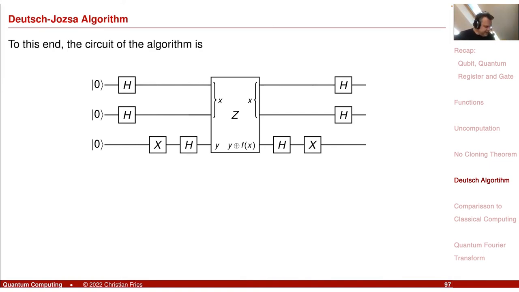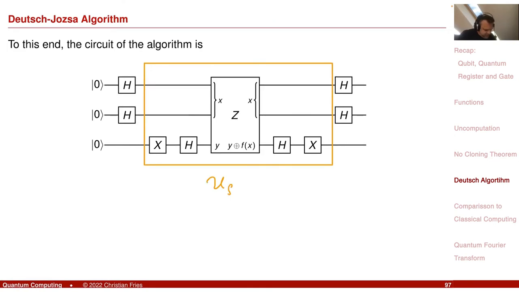This here is the construction of the function U_f, including the uncomputation so that the output state is again the original state 0 here. And we just have to perform now a measurement if this is equal to 0, and we know the answer to the question.